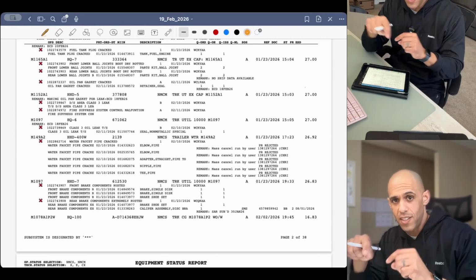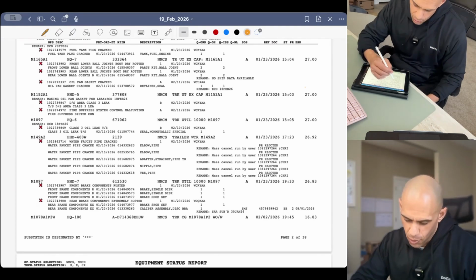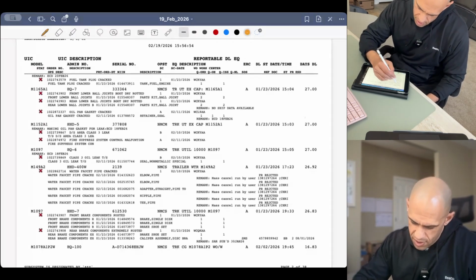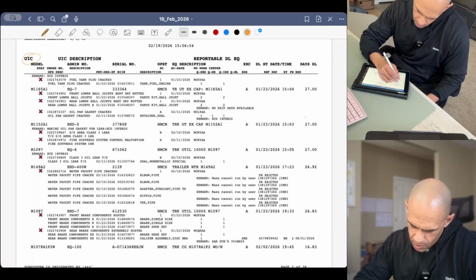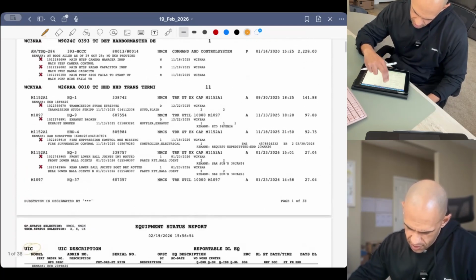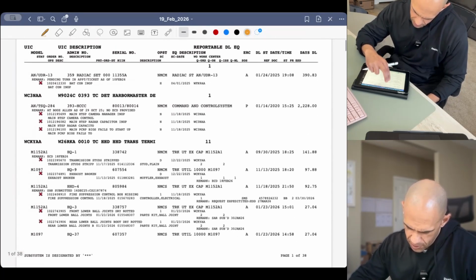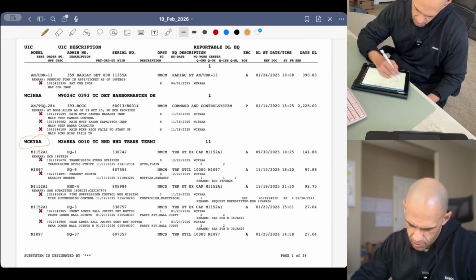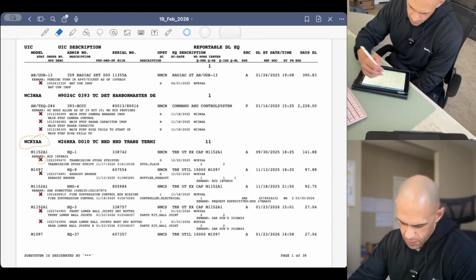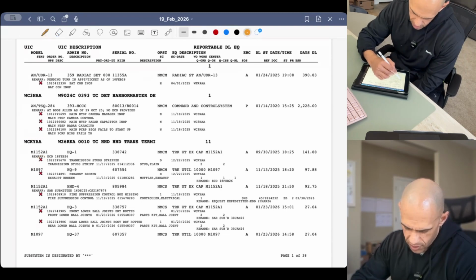Let's get back to the ESR. As we were talking about before, we have the ESR in front of us. We already discussed the UICs and where they're located. We talked about the deadlines, what they are, the X's. Now let's continue to work our way through the ESR.